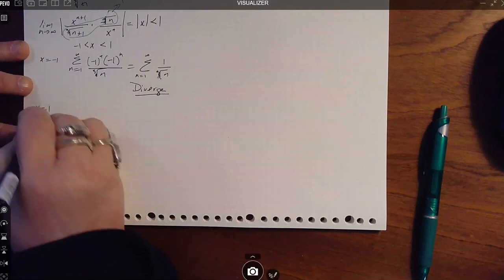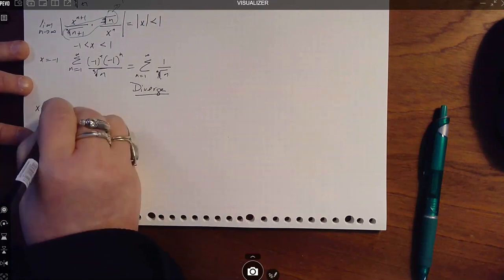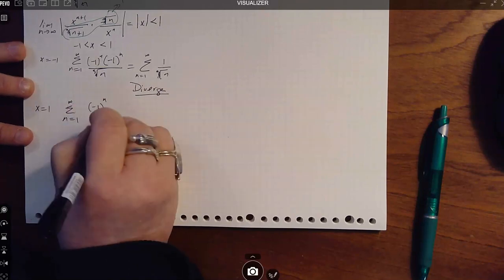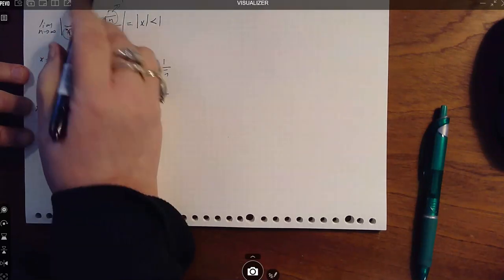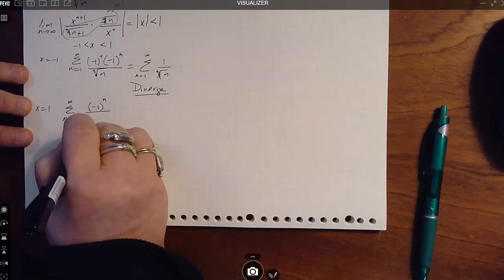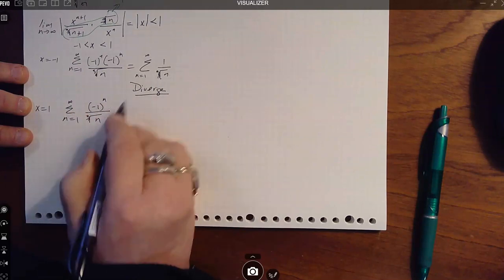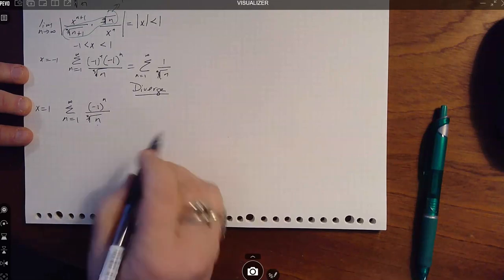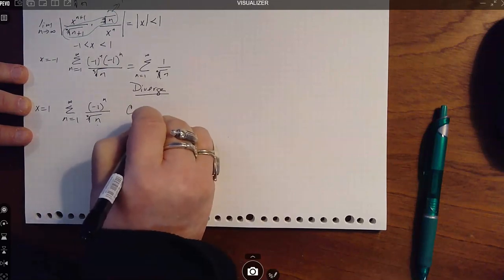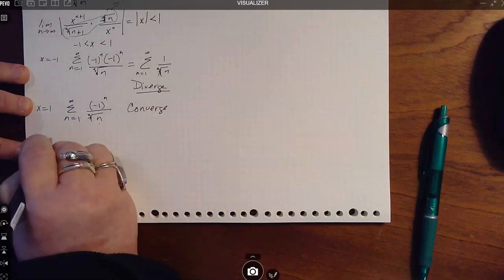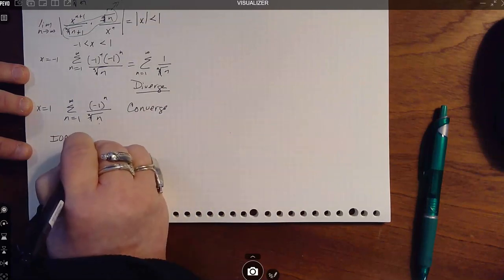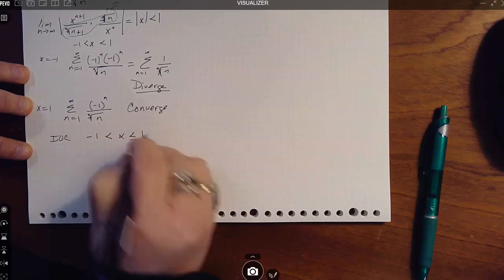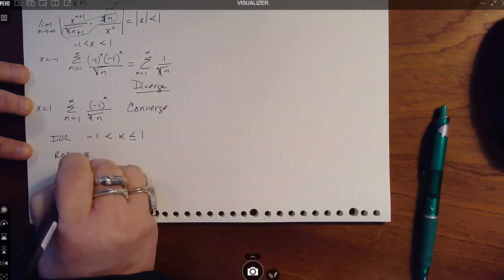If x equals +1, I get (-1)^n on top. 1 to the n, if I plug it in for x, is 1. And on the bottom, I have the cube root of n. Well, now my p is 1/3, but because it's alternating, it just has to be positive. So this will converge. And so my interval of convergence is from -1, not inclusive, including the 1. My radius of convergence is 1.